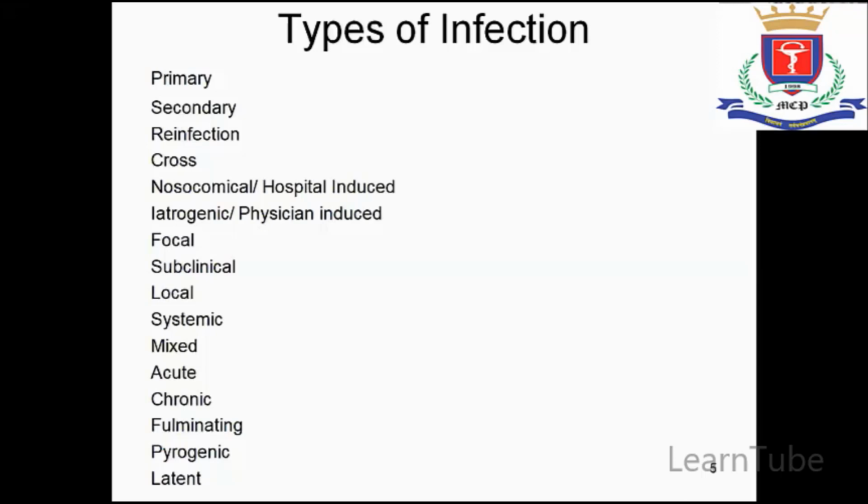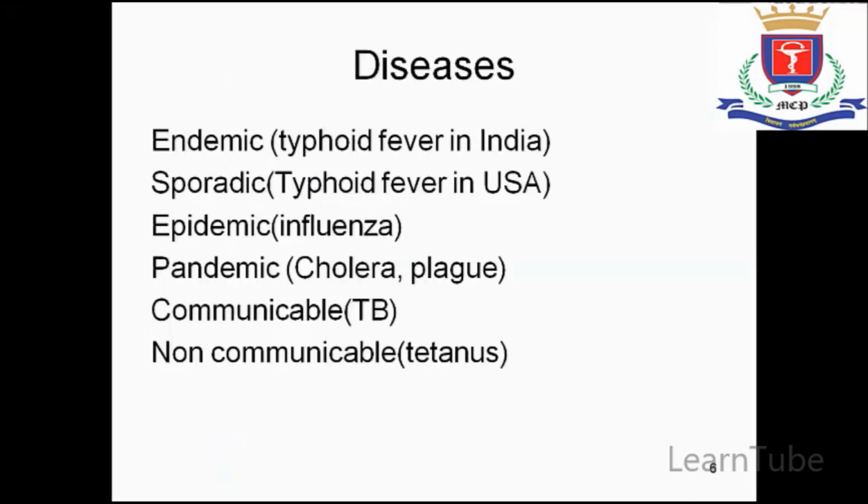Pyrogenic is the one which causes fever. The infections which cause fever, that is pyrogenic. Latent is the infection which gradually grows. Okay, it means initially you have got infected, but after a very long period of time, symptoms are shown. So that is latent. Now again, the diseases have been classified into different terms, that is endemic, sporadic, epidemic, pandemic.